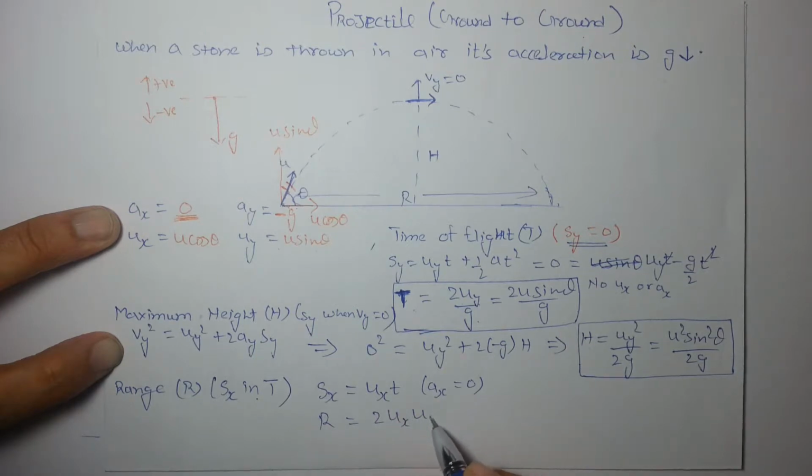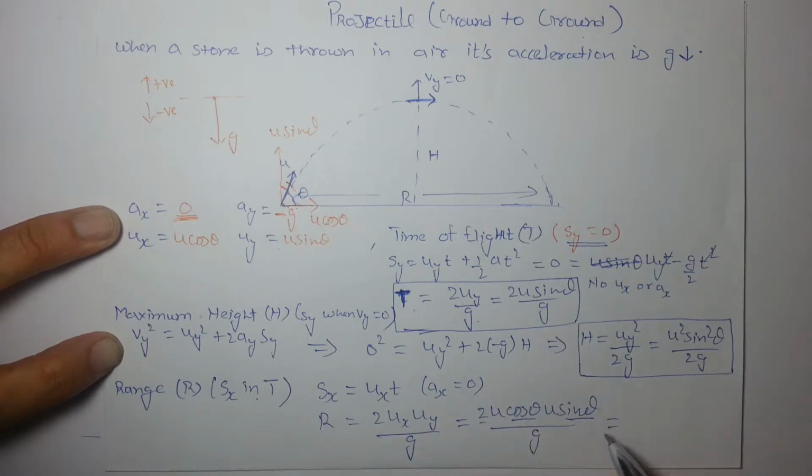2 ux uy by g, or we can say 2 u cos theta u sin theta by g. Just remember we can use 2 sin theta cos theta as sin 2 theta, so it will come out to be u square sin 2 theta by g. Yes, range depends on both ux as well as uy.